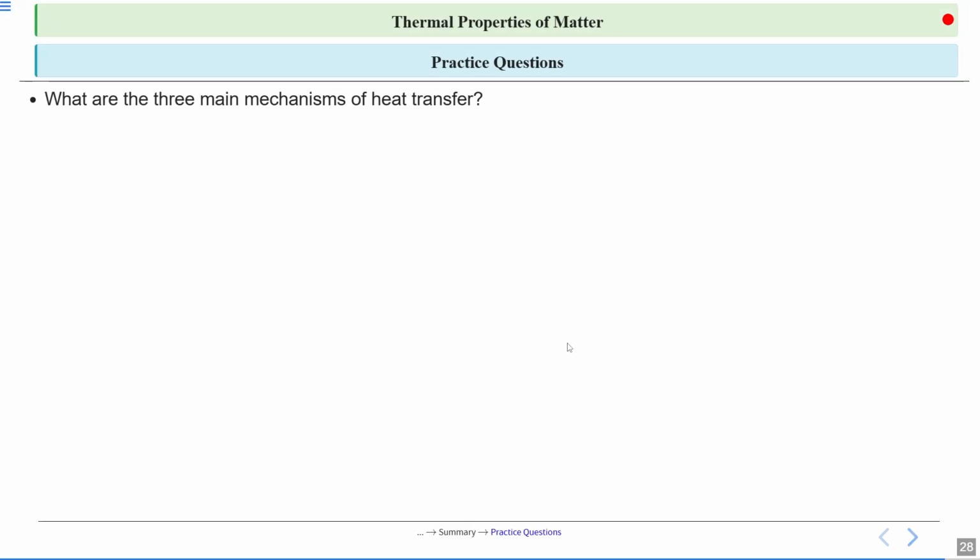Now we have practice questions, and this is homework for you. First question: what are the three main mechanisms of heat transfer? You know, there are three modes of heat transfer: conduction, convection, and the third one is radiation.